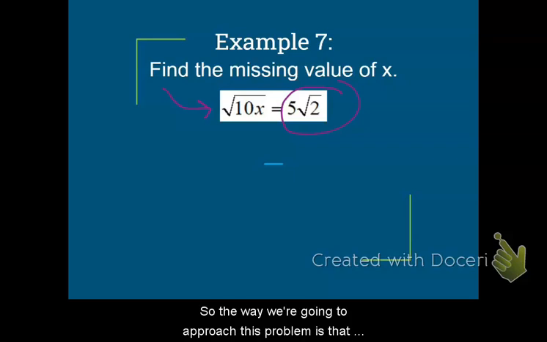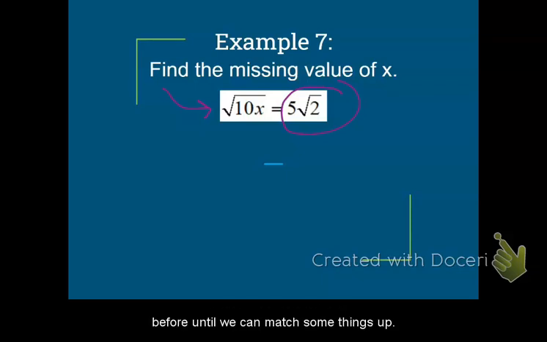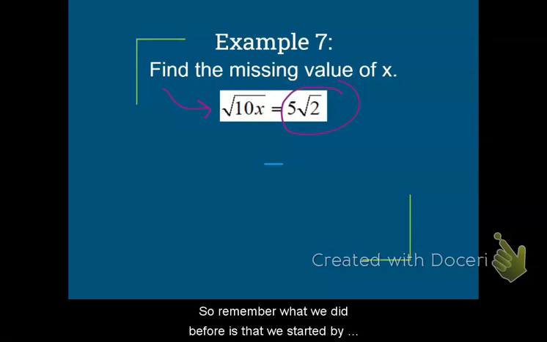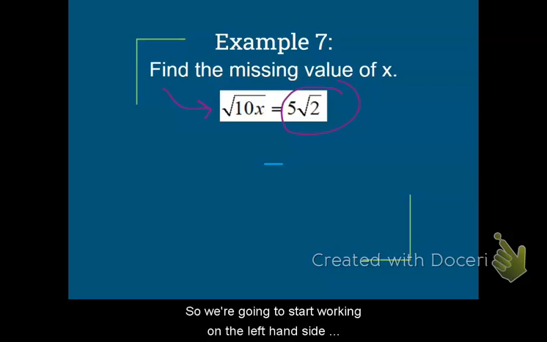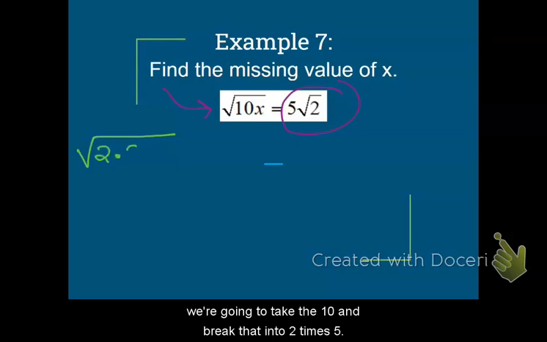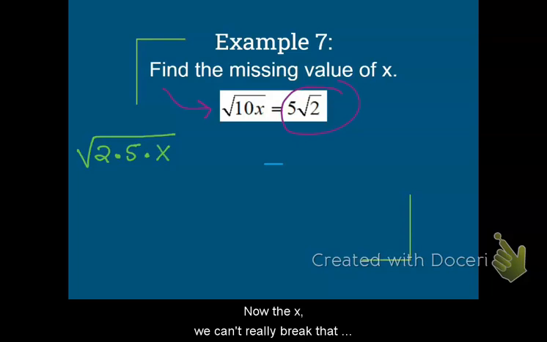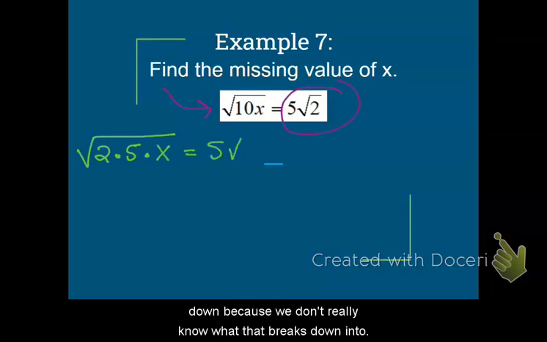So the way we're going to approach this problem is that we're going to work along one side of the equation at a time, using the same processes that we did before until we can match some things up. Remember, what we did before is that we started by finding a prime factorization. So we're going to start working on the left-hand side of this equation, the square root of 10x, and make the best prime factorization that we can. We take the 10 and break that into 2 times 5. Now the x, we can't really break down because we don't know what that breaks down into.